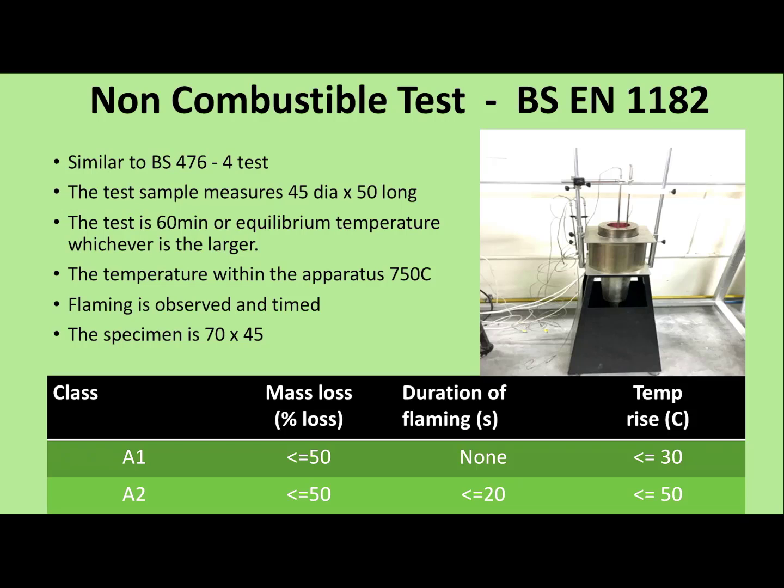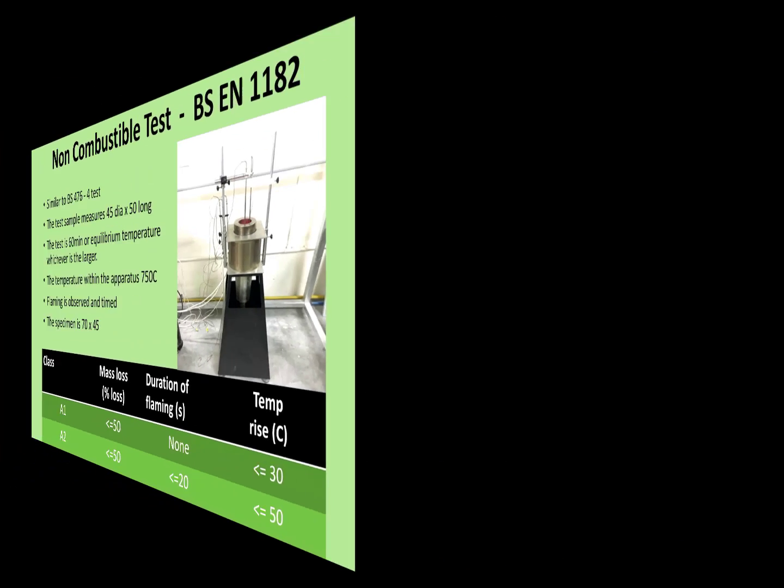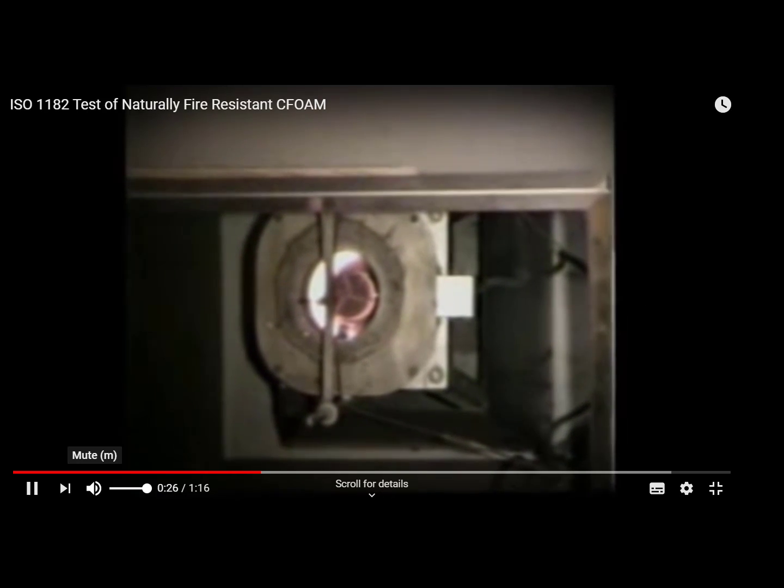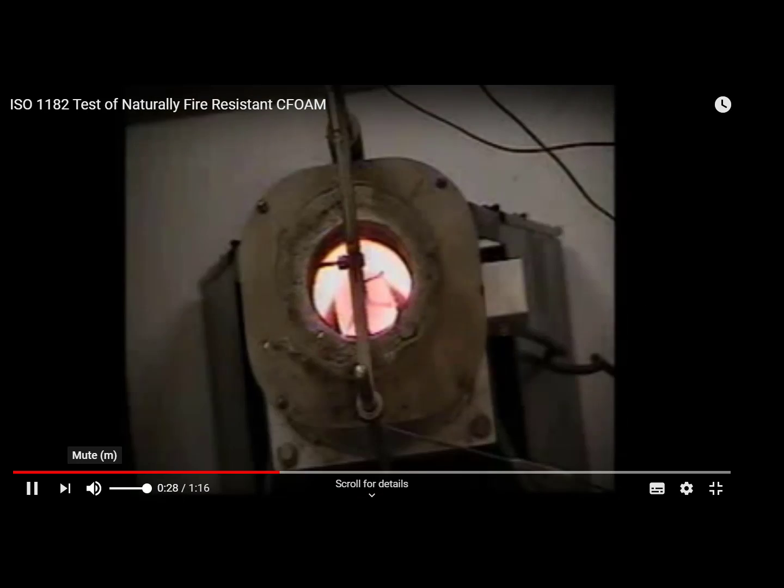There is a short video coming up showing the test. Looks as if it's being carried out in somebody's front room, but there you go. This is the BS 1182 non-combustibility test, and there is the furnace or oven, whatever you like to call it, but there is no lid on it, so you can observe the sample. The sample is 45 diameter, 50 long, located in the center of the furnace.